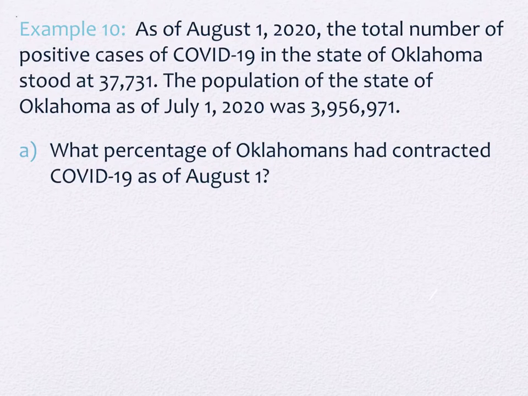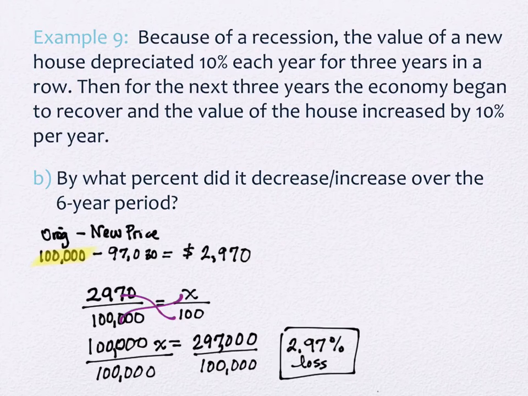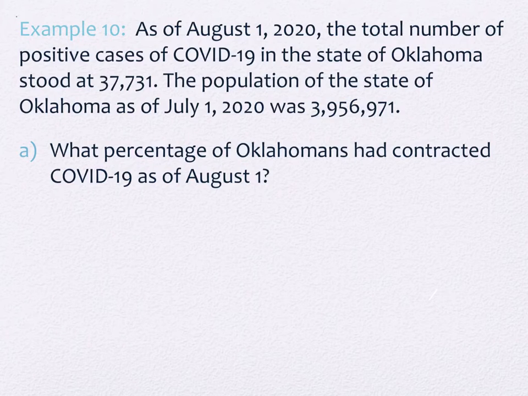These are not pretty numbers because they're real, right? We make up really pretty numbers when we make tests and create examples in books. These are real numbers. First question, what percentage of Oklahomans had contracted COVID-19, or maybe it should say had tested positive anyway, as of August 1st? So we're going to do that just like we did on this last part of this problem. We're going to set it up as a proportion. That's not the only way to do the problem, but it is one option.